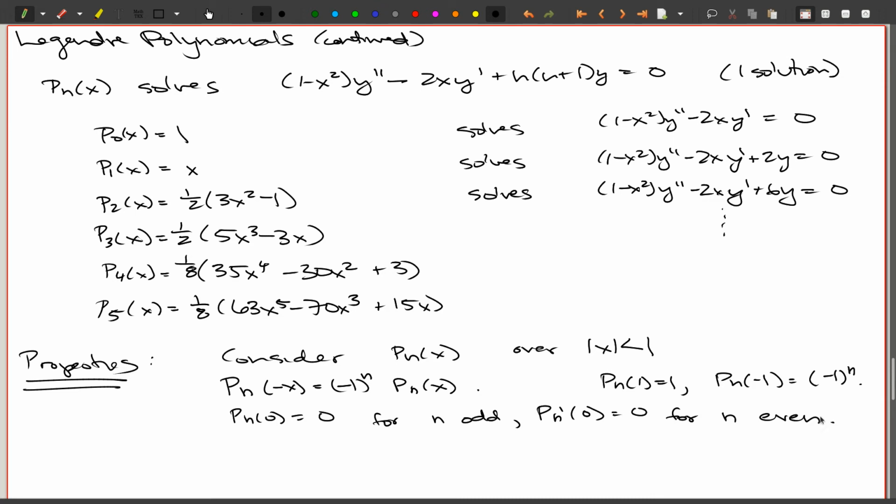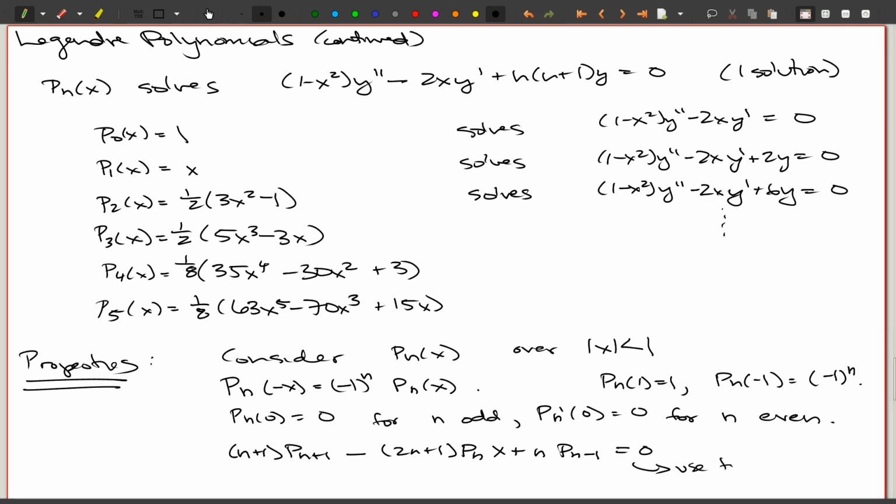And then, let's see, there's this sum property: n plus 1 times P sub n plus 1 minus 2n plus 1 times P sub n times x plus n times P sub n minus 1 is equal to 0. So you can use that to solve for P sub 6 of x given all the others. So if you have P sub n minus 1 and P sub n, you can follow this formula to solve for the next order up.